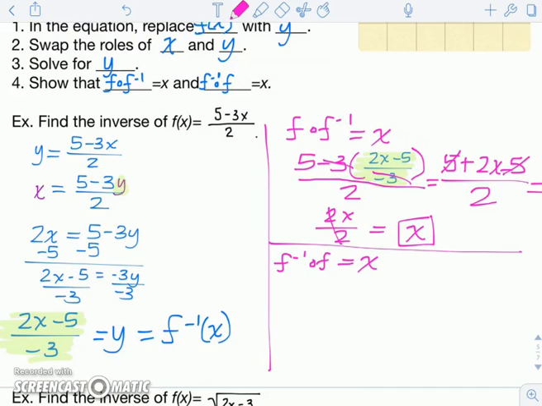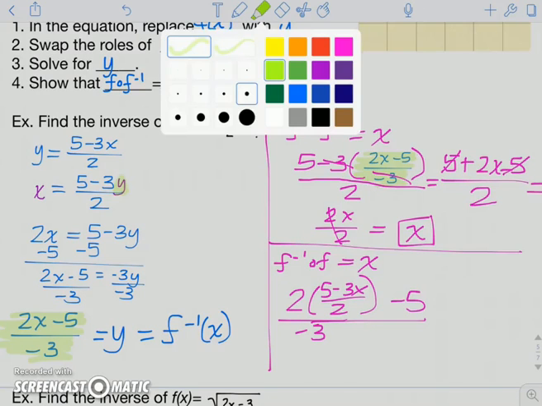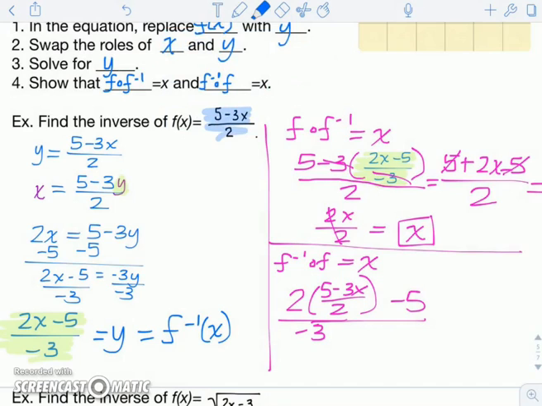I'm now going to look at my inverse composed with the function. So I take my inverse, which was (2x minus 5) all over negative 3. And instead of an x, I'm going to plug in my original function, which was (5 minus 3x) all over 2. Remember, I still had that minus 5 on the numerator there. So I plugged this into here anywhere I saw an x.